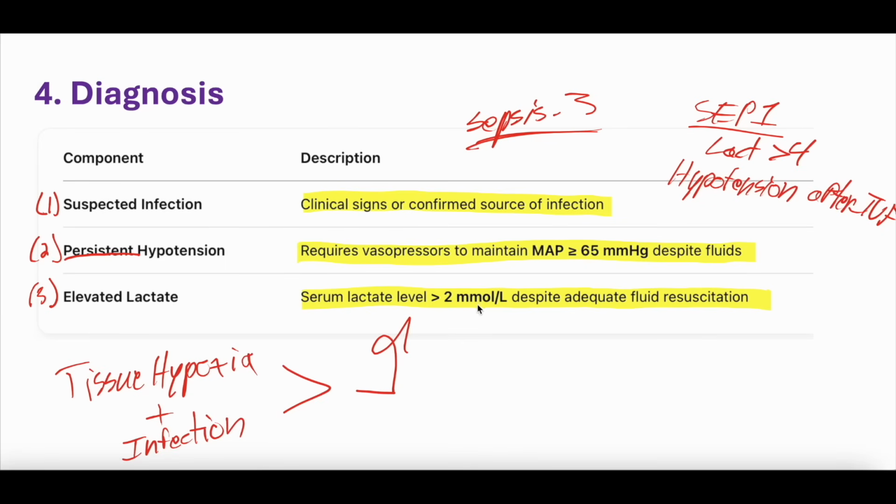So sometimes we feel if you wait until it's florid, by-the-book septic shock, it's pretty easy to identify then, and you're probably behind the eight ball. So really look for signs of blossoming tissue hypoxia and infection.